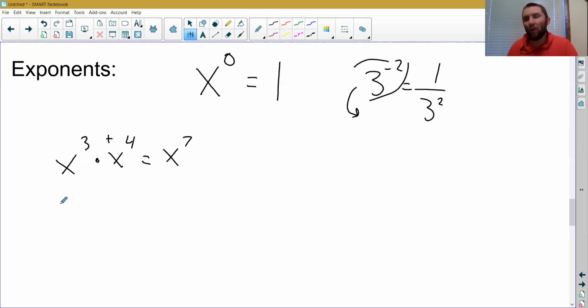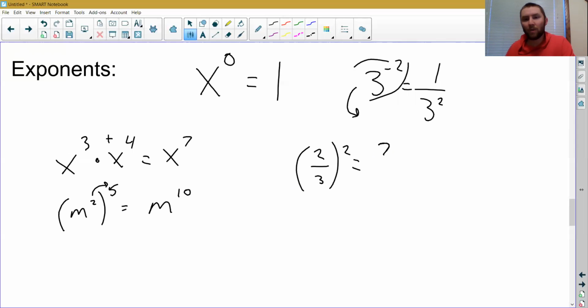We talked about that also with division. We talked about if we have a power raised up to another power, so something like m squared raised to the 5th power, we would then multiply these exponents and get m to the 10th power. So we talked about all of these different rules. Also, with fractions, if we had a fraction raised up to an exponent, 2 over 3 squared, for example, that's 2 squared over 3 squared, right? We can give the exponent to each piece of a fraction.